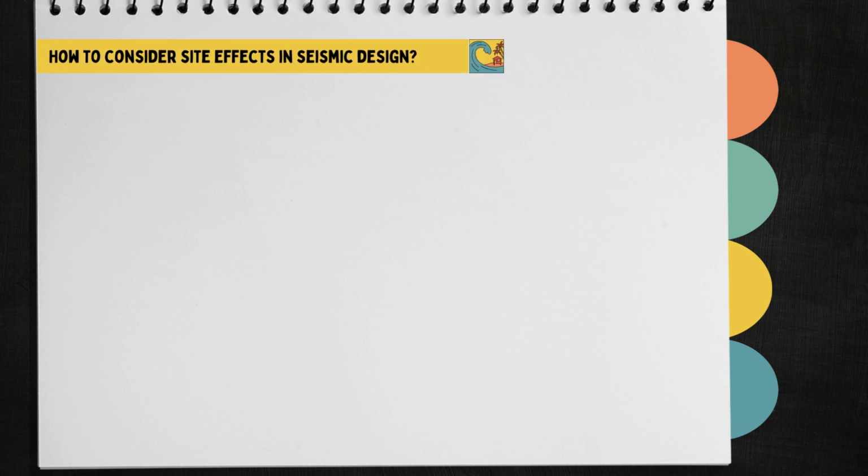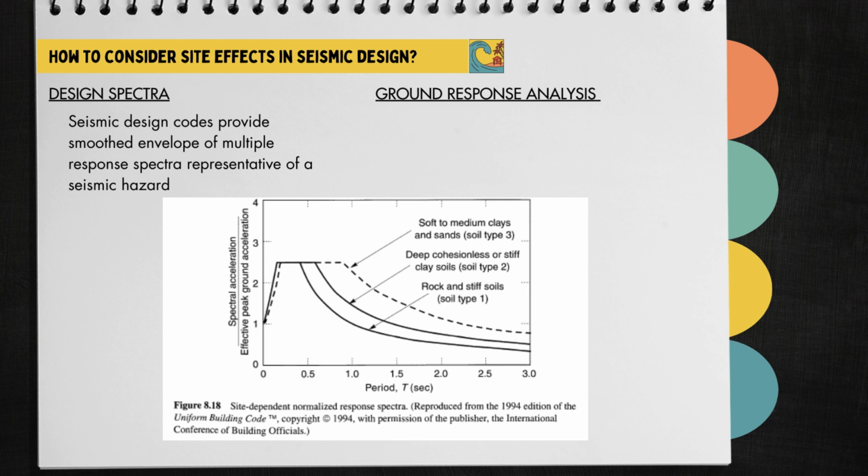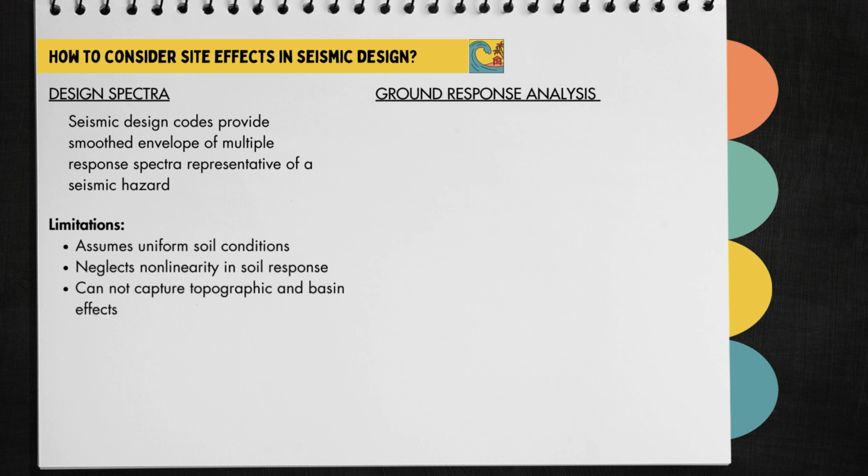Accounting for site effects in the seismic design of structures can be done using code-based design spectra and site-specific analysis. Seismic design codes usually provide design spectra, a smooth envelope of multiple response spectra representative of seismic hazard. Site effects are considered by relating the structure response to an average soil profile characterization and incorporating amplification factors into the design spectra. The limitation of this method is that it assumes uniform soil conditions, neglects nonlinearity in soil response, and cannot capture topographic and basin effects.